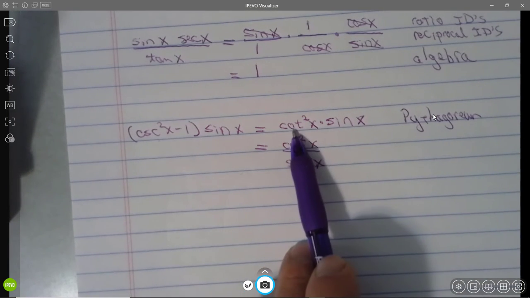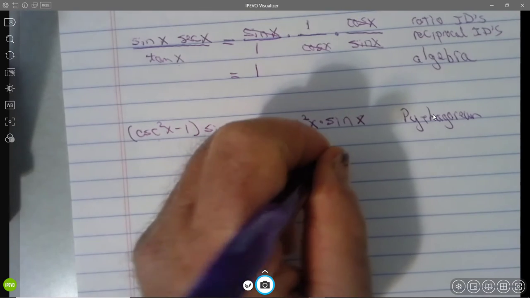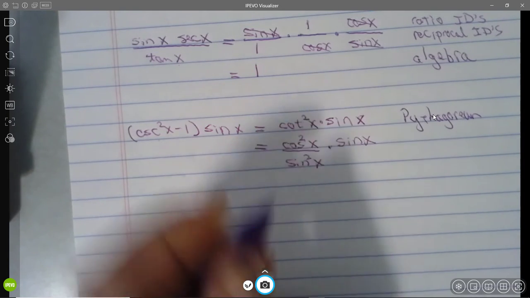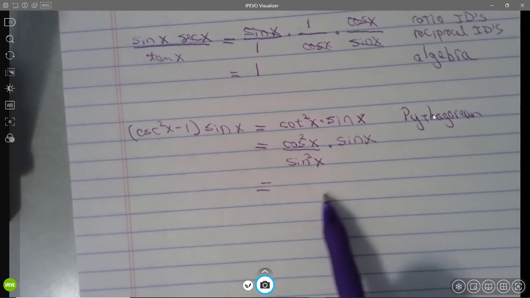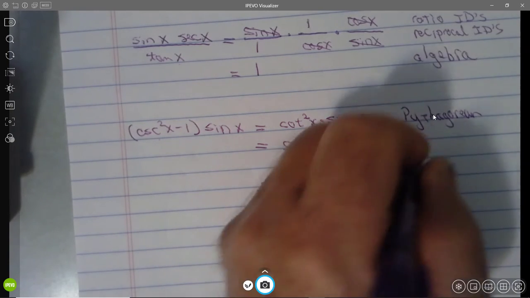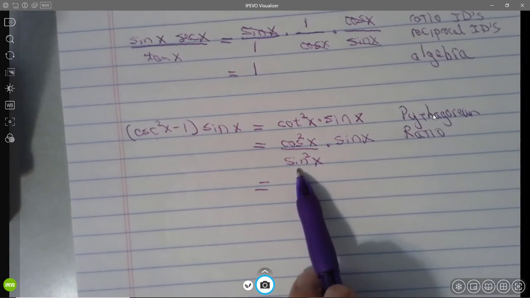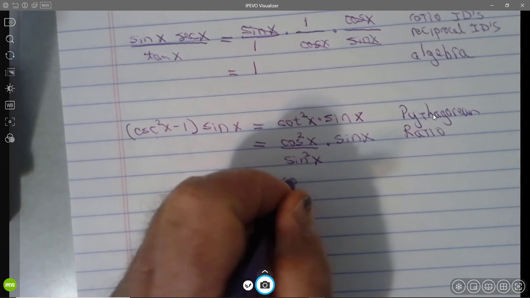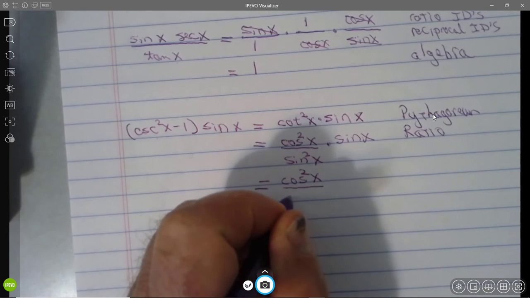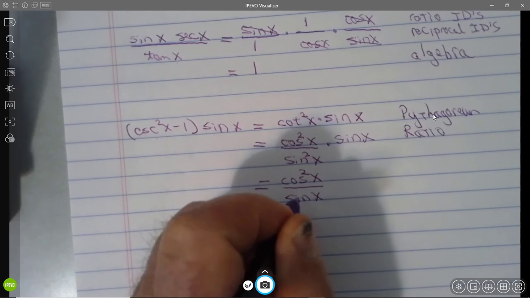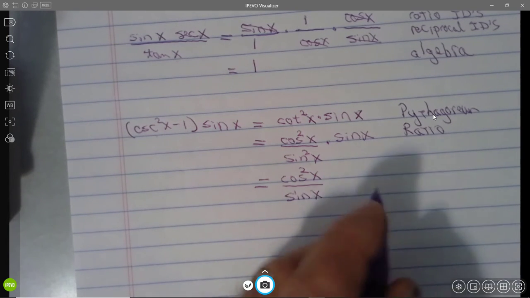All right, then cotangent squared converts to cosine squared x over sine squared x, and I'm going to multiply that by sine of x. And so in this case, I use the ratio identities. Then this sine will cancel with that one, so I've got cosine squared x on the top, and I've got sine of x on the bottom. Okay, and this is a step of algebra here.